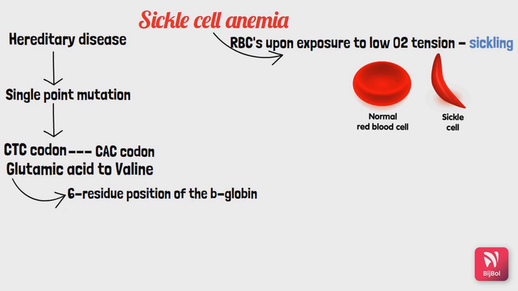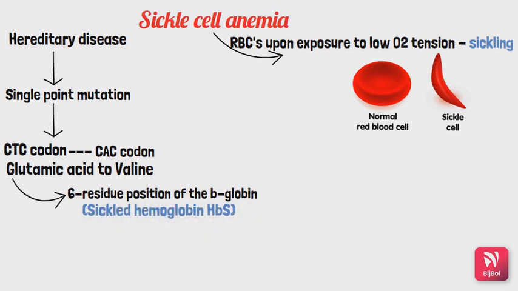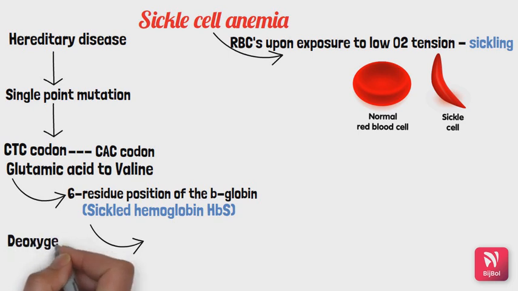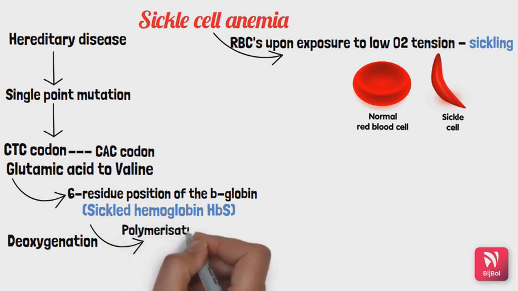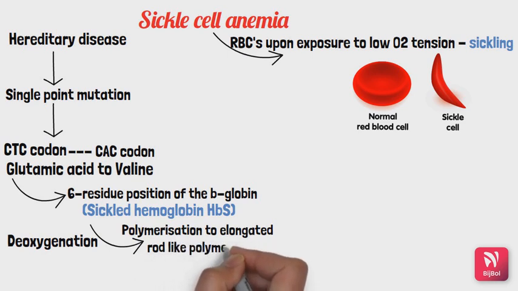So now this is changing the hemoglobin structure itself, right? This kind of hemoglobin is called sickled hemoglobin. So valine is replacing the glutamic acid because of the point mutation. This sickled hemoglobin, upon deoxygenation, will polymerize inside the red blood cell into elongated rod-like polymers. These rod-like polymers change the biconcave shape of the RBC, resulting in sickle-shaped RBCs.